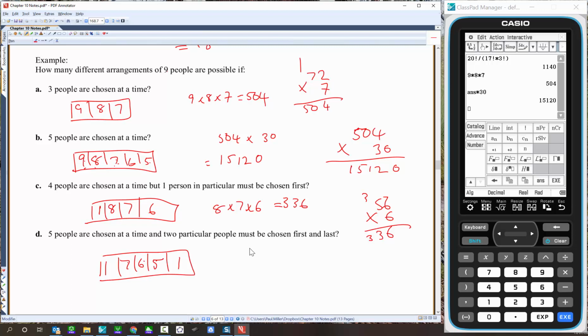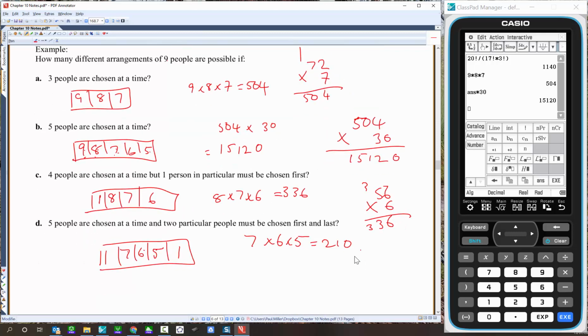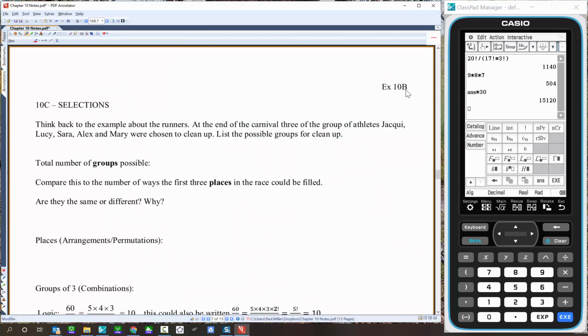So 7 times 6 times 5. 6 5s are 30, 7 30s, 7 3s are 21. That's going to be 210. All right, so there's your homework there, exercise 10B.